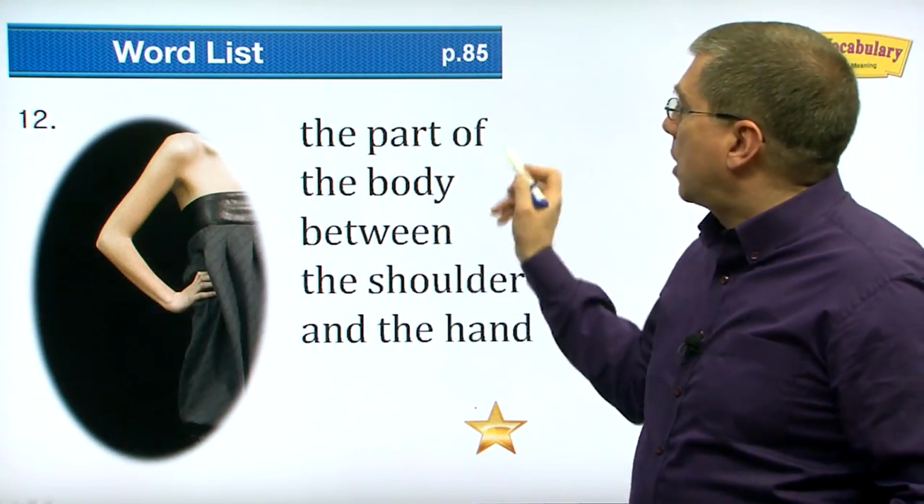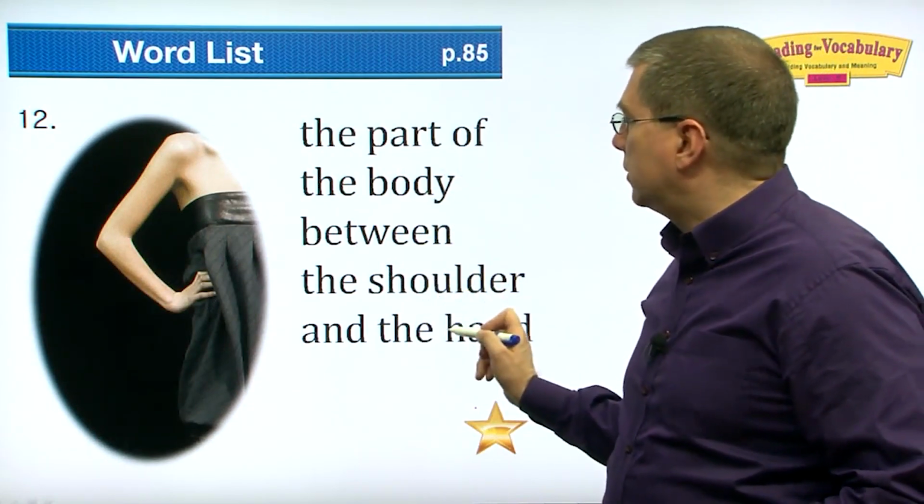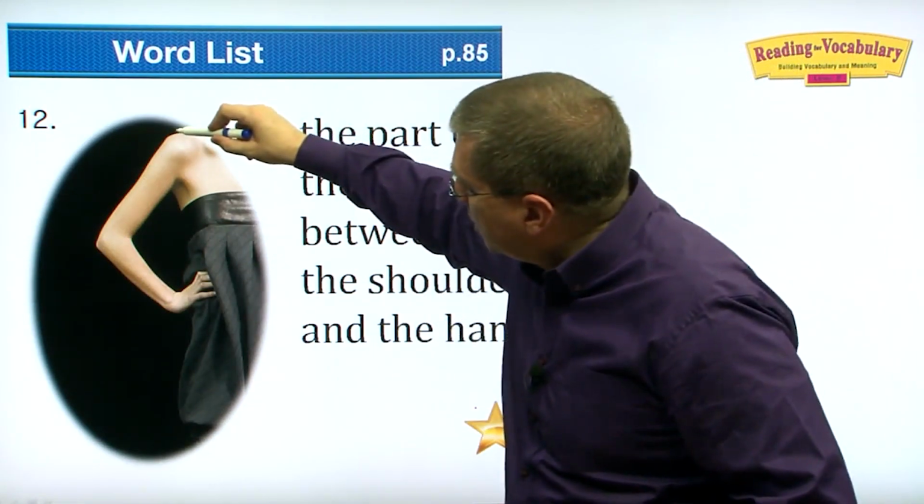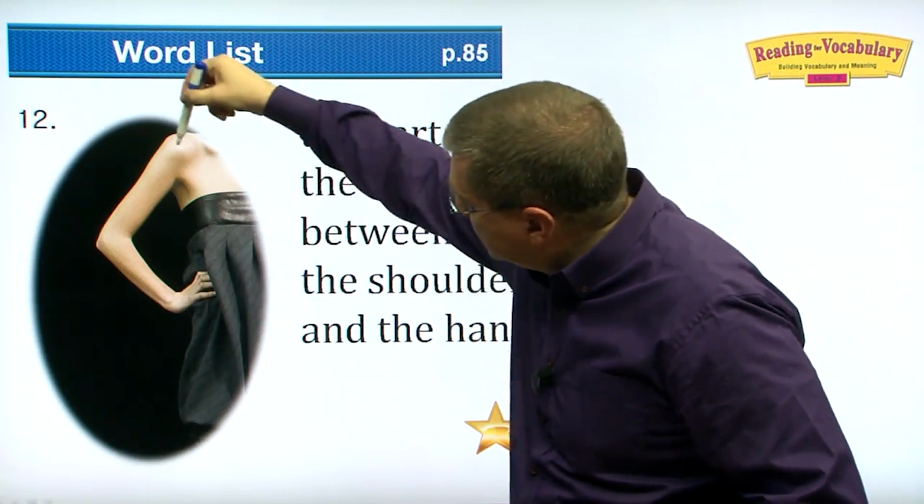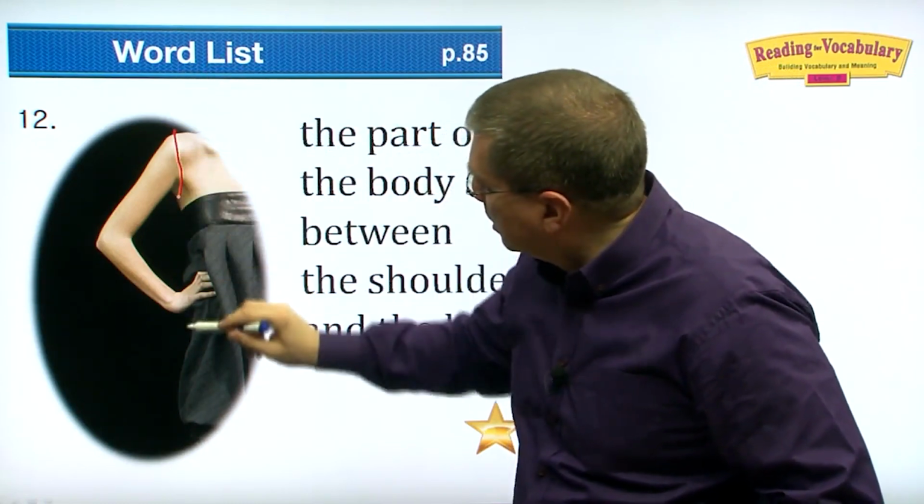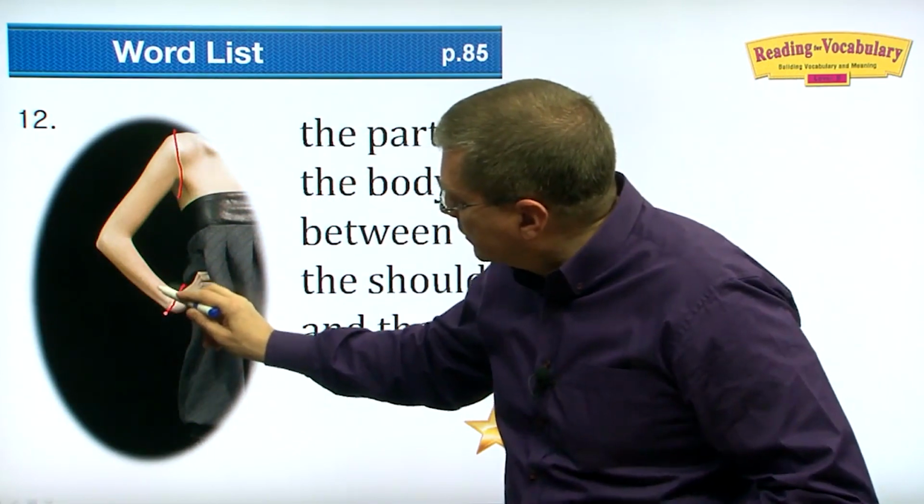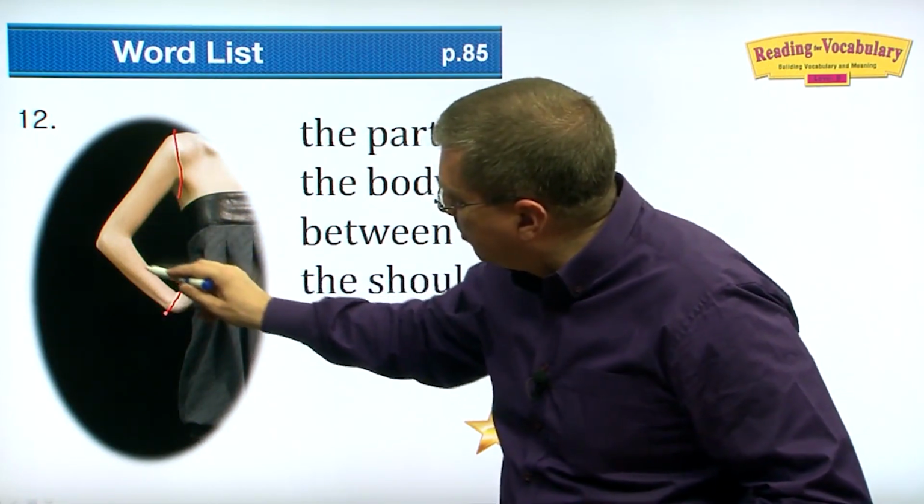Okay? Twelve. The part of the body between the shoulder and the hand. So we're looking at the part of the body. Here's your shoulder here. And there's your hand down here. So we're looking at this part of the body right here.